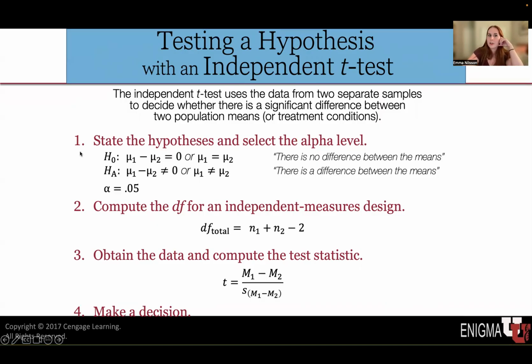Our hypotheses: the first step is to state our hypotheses and select our alpha level, as always. Our null hypothesis in an independent t-test is that the two population means have no difference between them. The alternative hypothesis is that there is a difference between the two population means. The alpha level is still generally just 0.05 or 0.01 or 0.001. Second step, compute the degrees of freedom. We know how to do that with this new formula. The third step is to obtain the data and then to compute our test statistic, and we'll go over how to do that in the next slide. And then we make a decision.